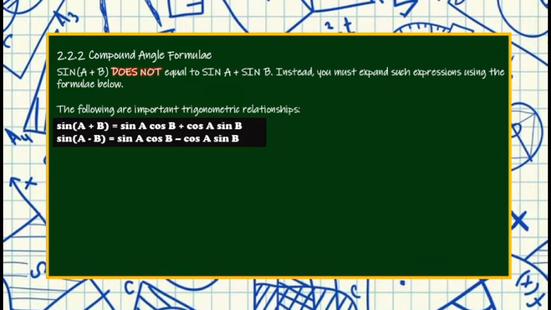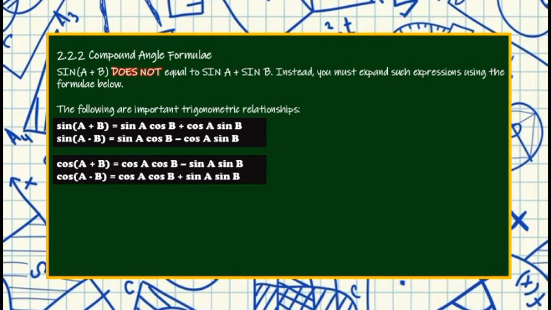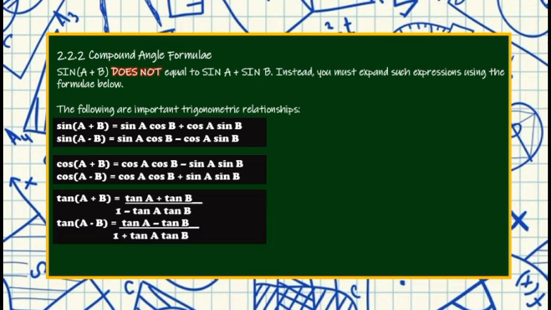This is for sin. And for cos, cos(A + B) = cos A cos B − sin A sin B, and cos(A − B) = cos A cos B + sin A sin B. And for tangent, tan(A + B) = (tan A + tan B) over (1 − tan A tan B), and tan(A − B) = (tan A − tan B) over (1 + tan A tan B).